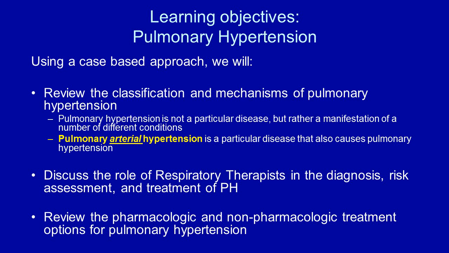And particularly, I hope that people leave with two understandings. One, particularly that pulmonary hypertension is not a particular disease, but rather a manifestation of a number of different conditions. In contrast, pulmonary arterial hypertension is in fact a specific disease that causes pulmonary hypertension that has a unique pathogenesis and a unique treatment approach.